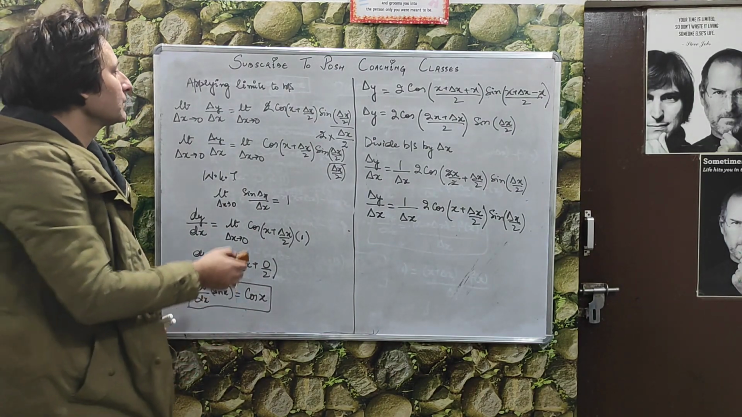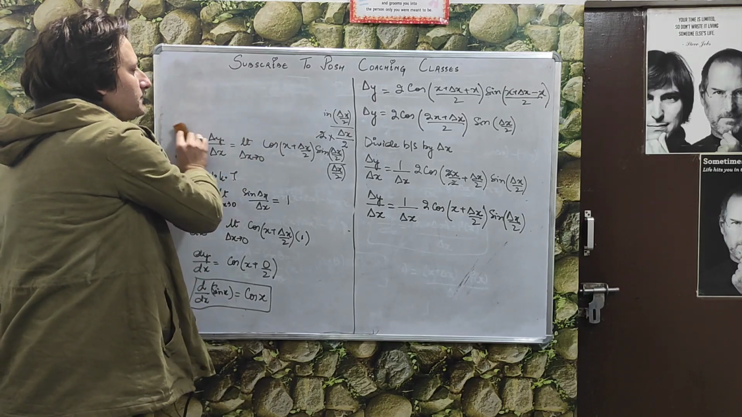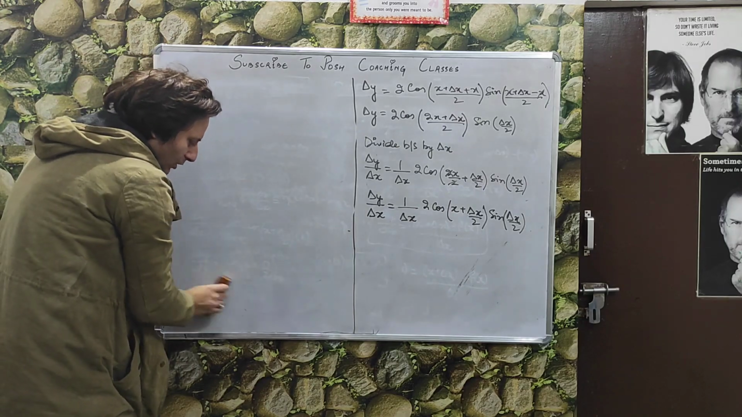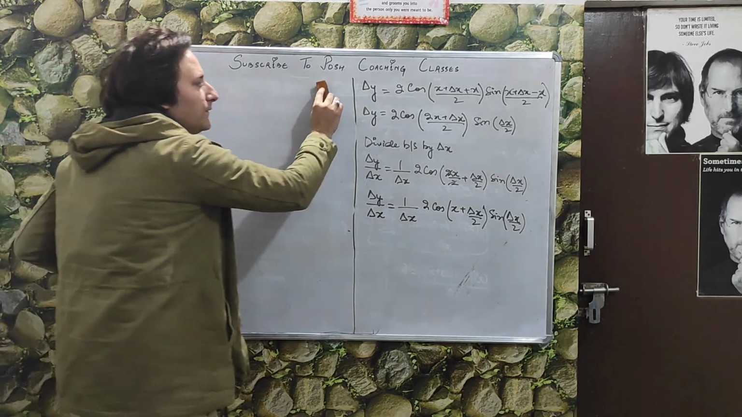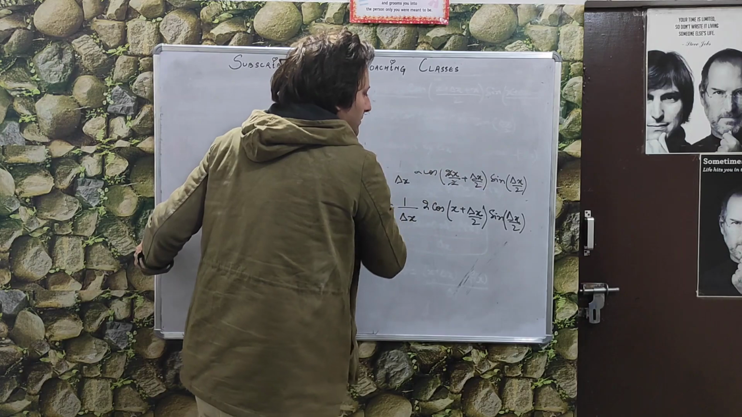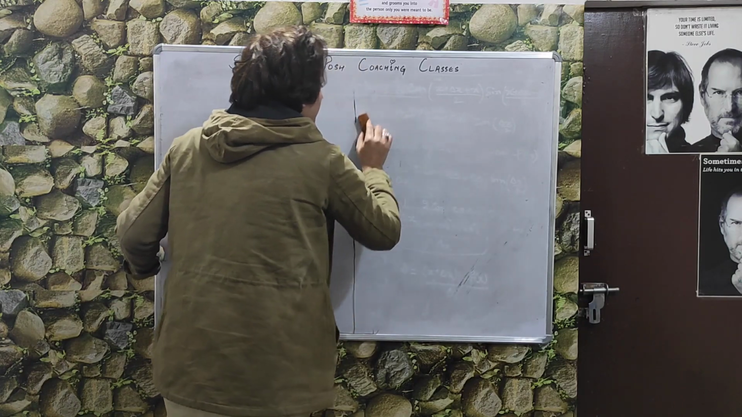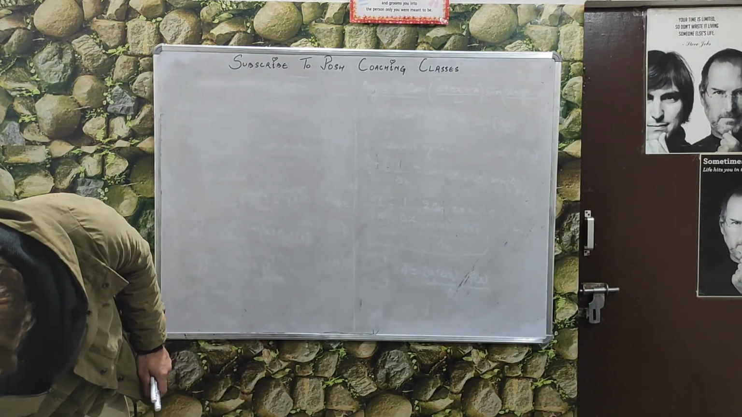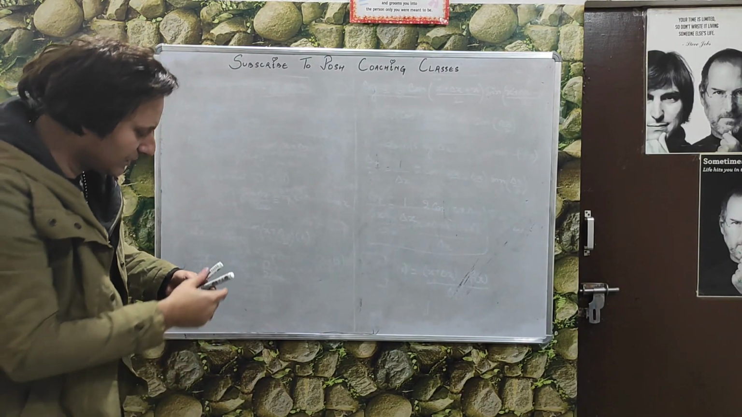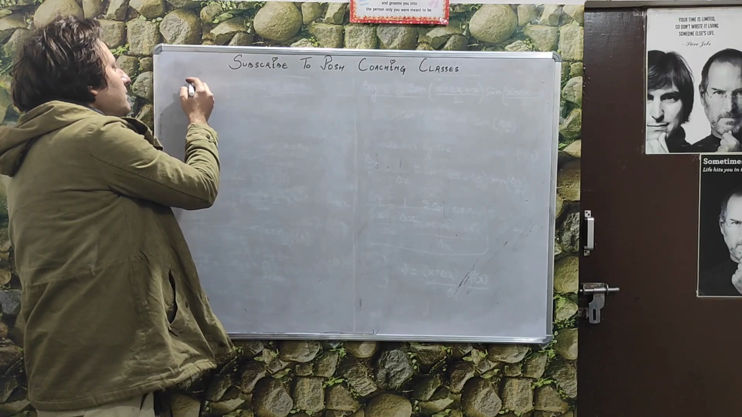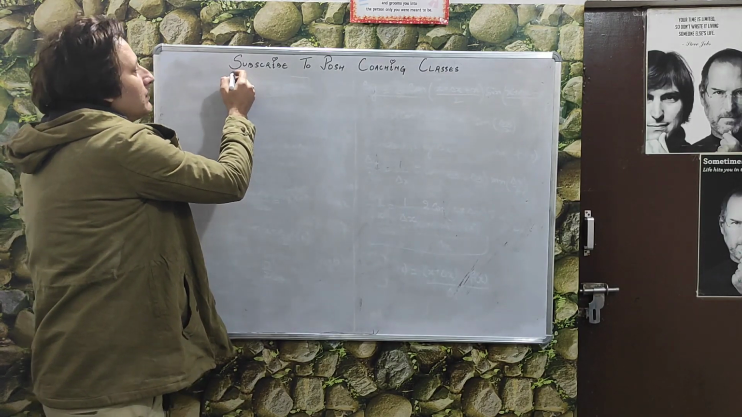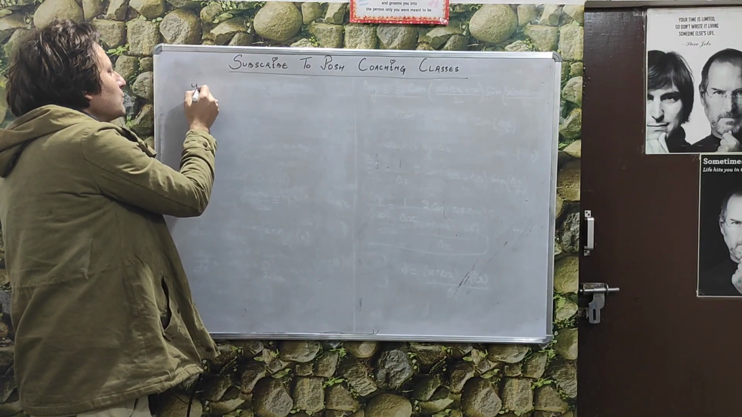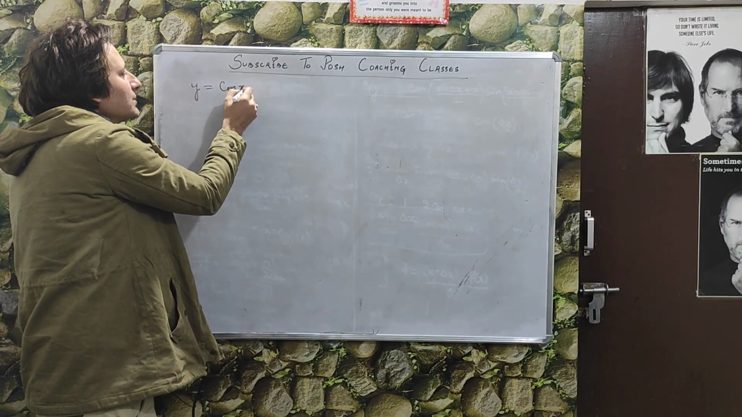Now I will go for the next one. After sine x, we have another one. What that one is? Obviously that is cos x. So we'll just solve cos x also using the same method. We will just make sure that we are good enough in differentiation. So now it is y is equal to cos x.